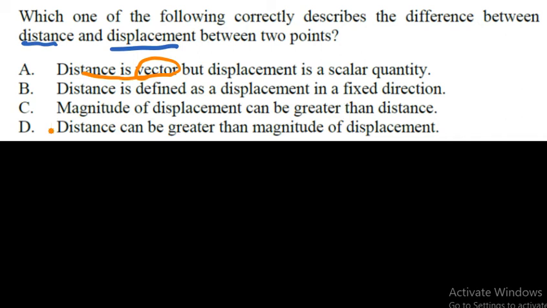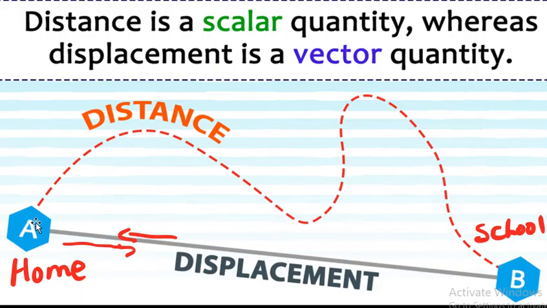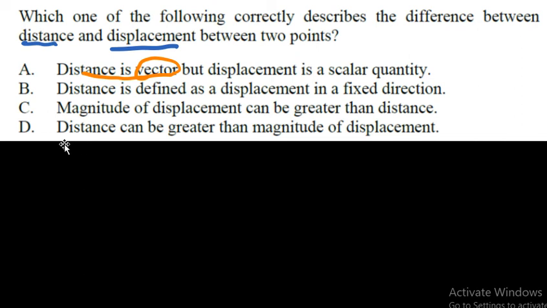No. C, magnitude of displacement can be greater. No, the magnitude of displacement can even be shorter. As I said before, if you go from home to school and from school to home, the magnitude of displacement might be 0. But for distance, both will be added, like 5 kilometers from home to school and from school to home, 5 kilometers will be added. When you go to the next one, D, distance can be greater. Yeah, that's correct. Distance can be greater, so the answer will be D.